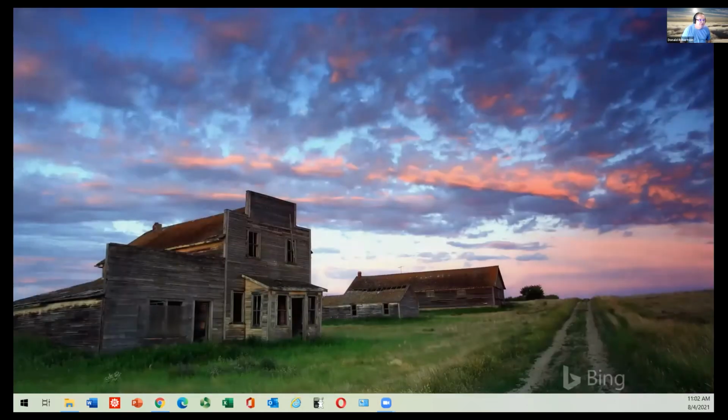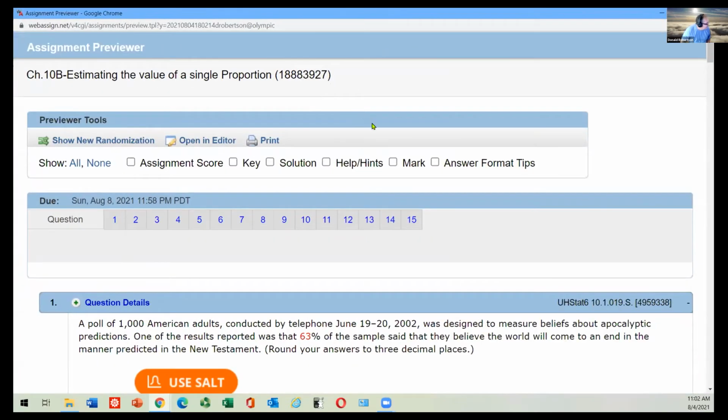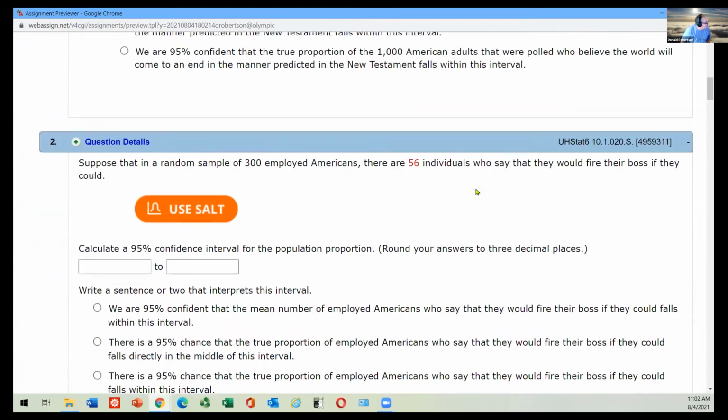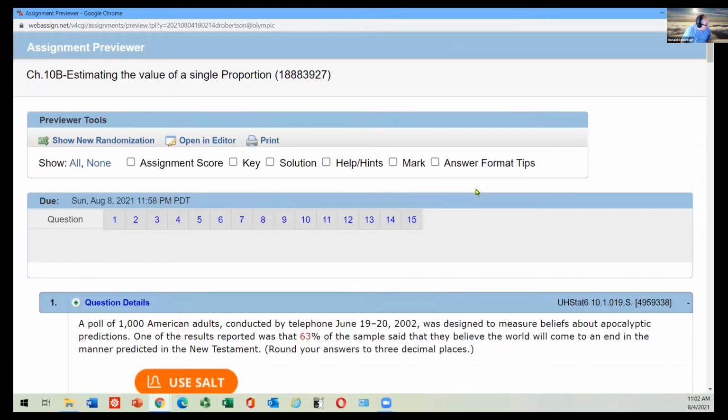If you give me a few moments, we'll kick into 10B. I don't know, can you see 10B or will I have to go out and in? Can you see 10B? Yeah. You can. Oh, that was good.